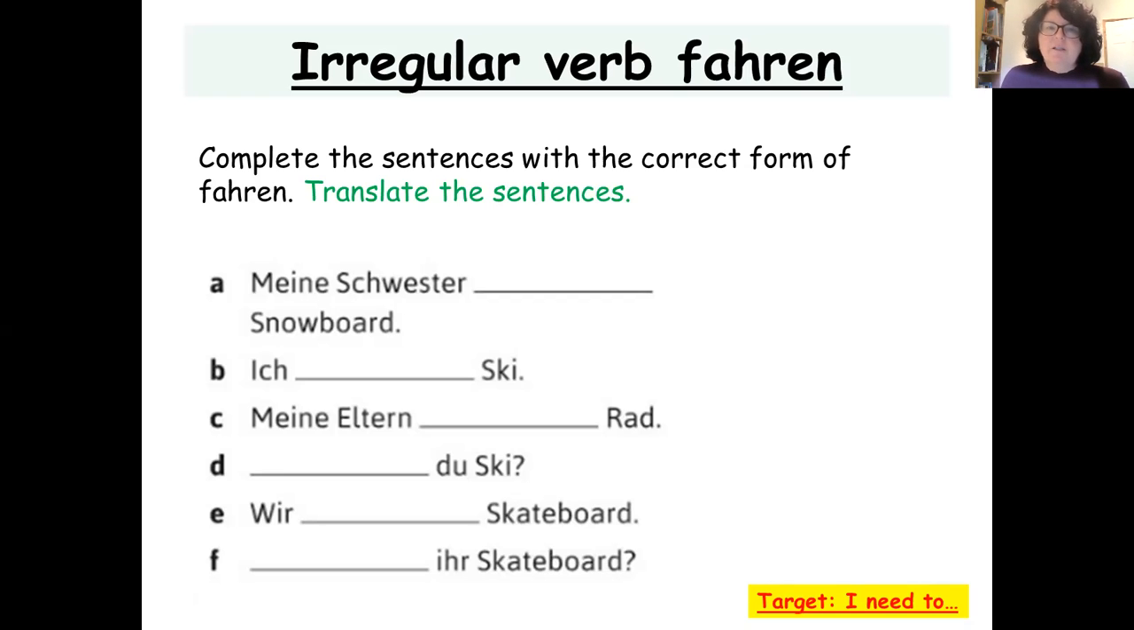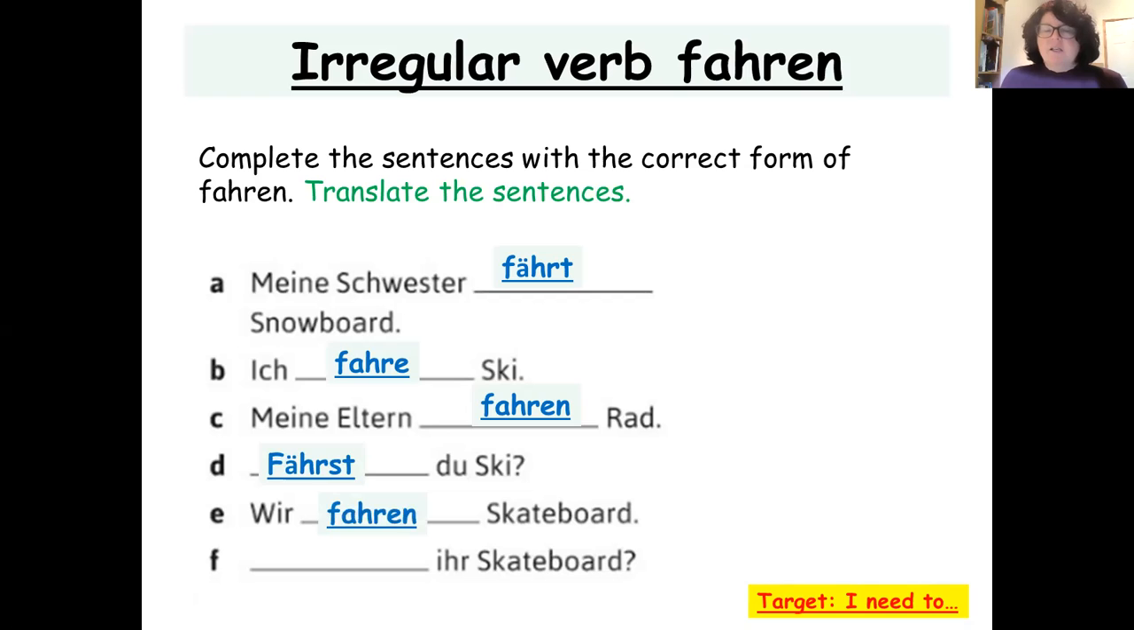Okay, wir werden jetzt korrigieren. So, meine Schwester fährt Snowboard. So, that translates as my sister does snowboarding. Ich fahre Ski. So, I do skiing. Meine Eltern fahren Rad. So, my parents go bike riding. Fährst du Ski? Do you do skiing? Wir fahren Skateboard. We do skateboarding. Fahrt ihr Skateboard? Do you, plural, do skateboarding?